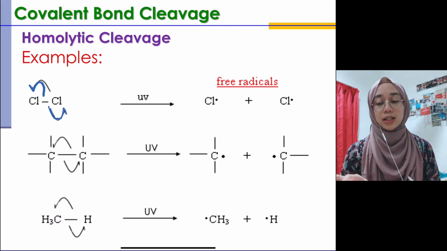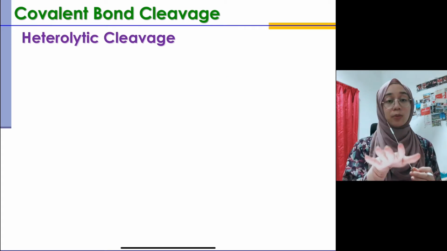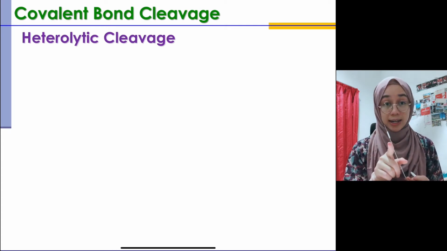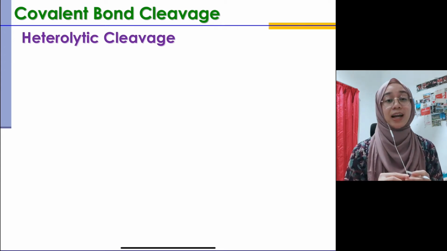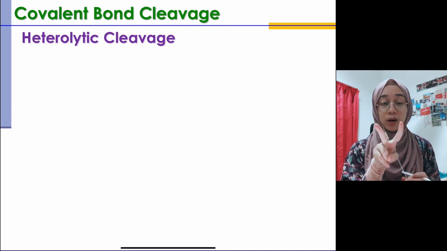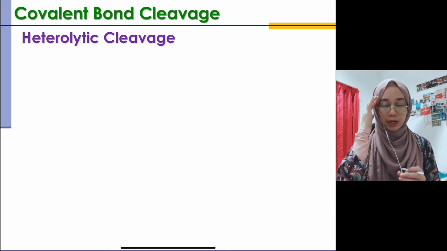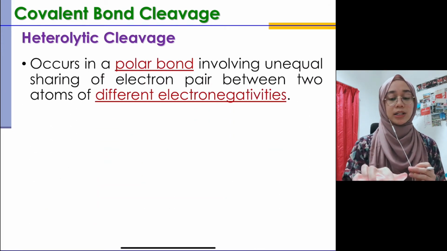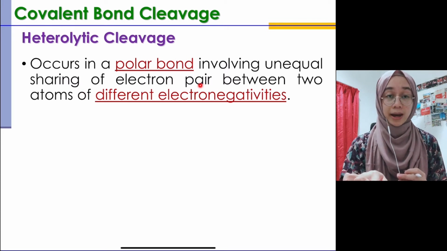Okay, so let's have a look at heterolytic cleavage pula. So kalau homolytic cleavage, dia berlaku dekat non-polar bond. Tapi heterolytic cleavage pula the other way around lah, dia berlaku dekat polar bond. So polar bond ni adalah between two atoms with similar electronegativity kan ataupun berbeza. Okay, so kalau kamu ingat balik, it should be yang berbeza electronegativity. Okay, so it occurs in a polar bond, okay, involving unequal sharing of electron pair.